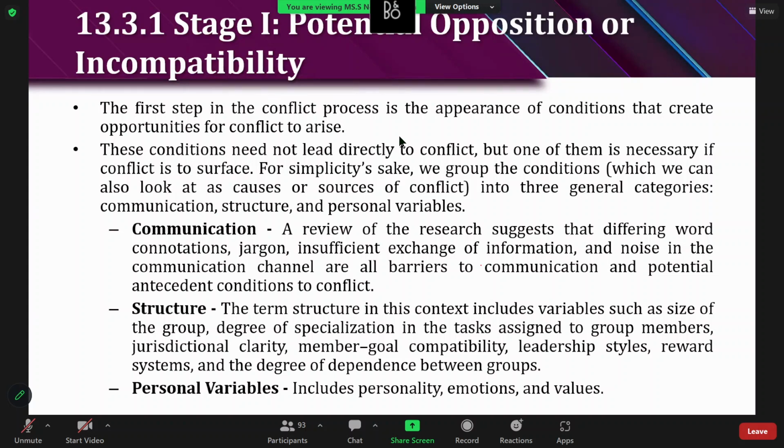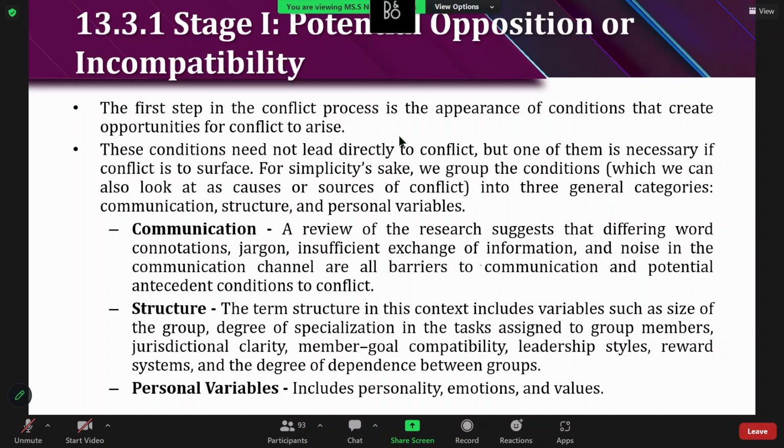If nothing happens, if everything is going in a normal way, if nothing changes, then people may not even think about, perceive, or feel the disagreement or different points of view. Nothing will be there. So if people are to recognize or feel a conflict, then something should be there, and some conditions or opportunities need to be created for this conflict to arise. So that is the first step.